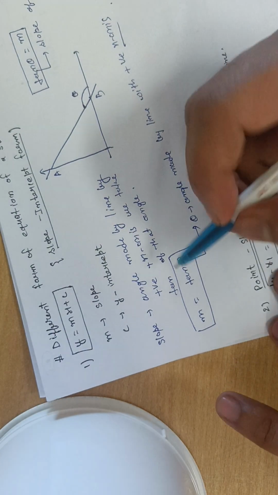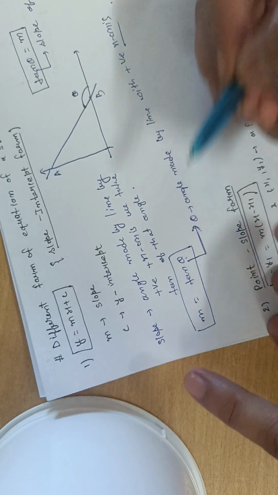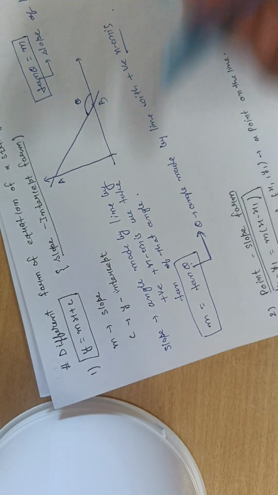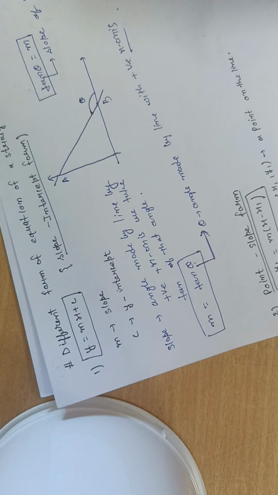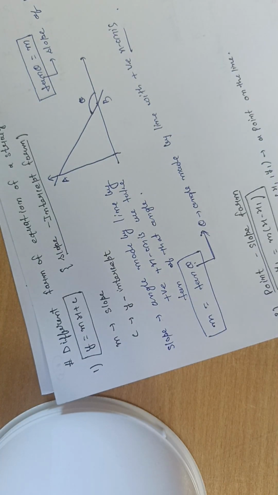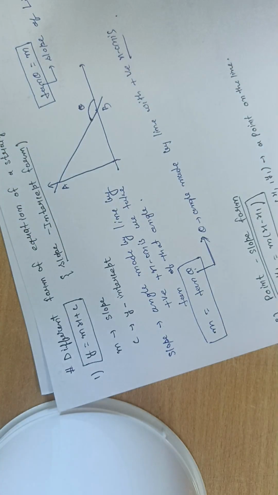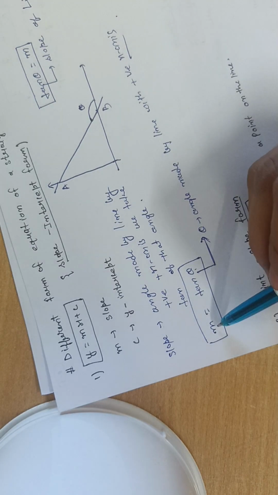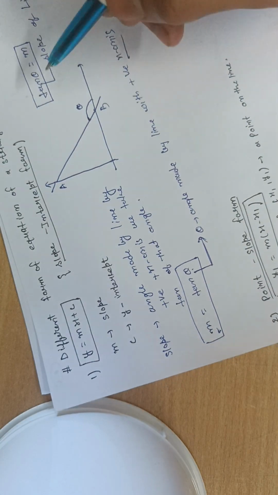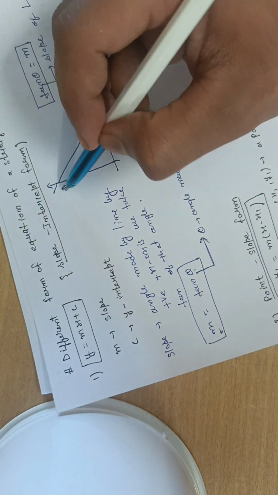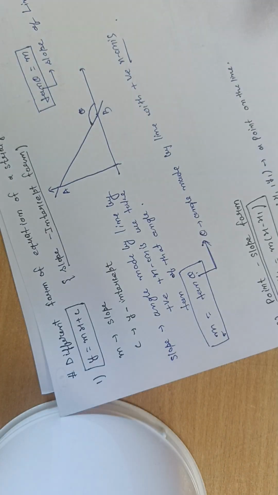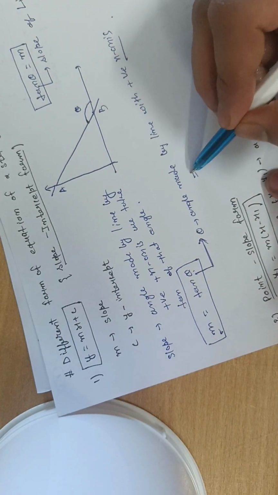Now I think you might be clear about what the meaning of slope is. I repeat once again: if anyone asks what the slope of a line is, we basically define it as the angle the line makes with the positive x-axis, and we take tan theta, meaning the tangent, of it. That is what we call slope.